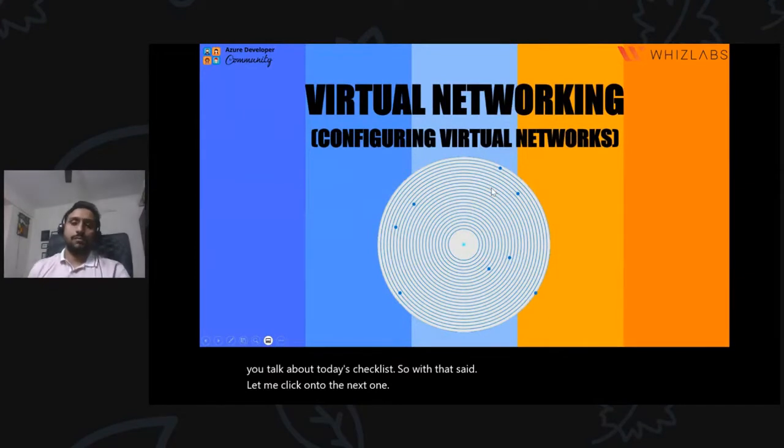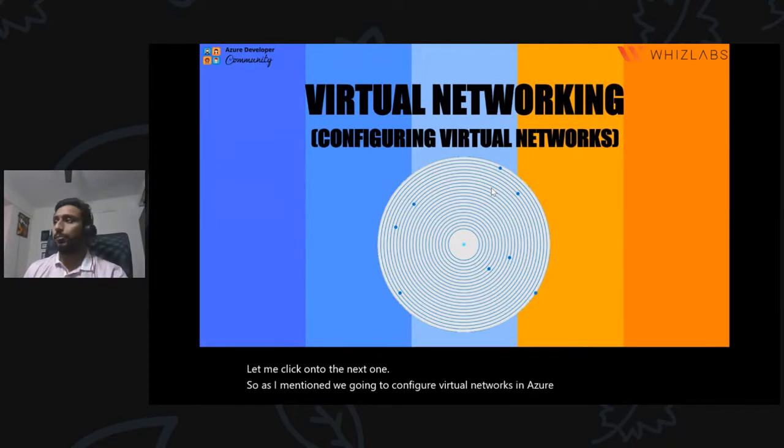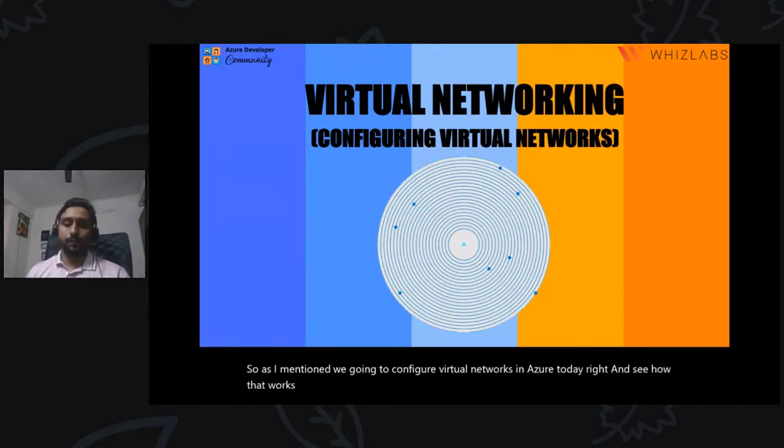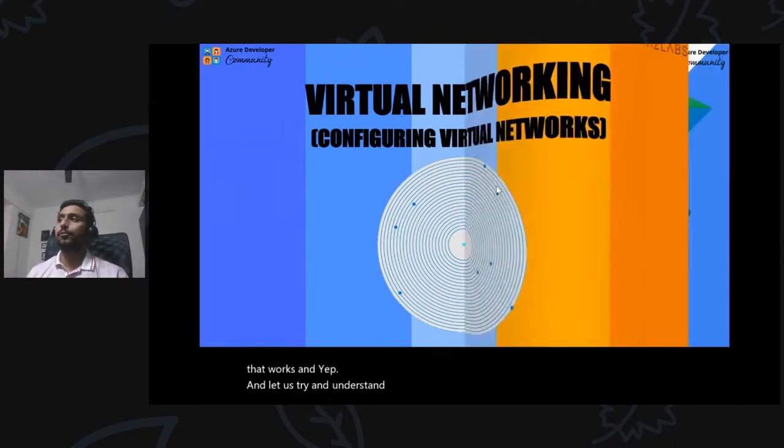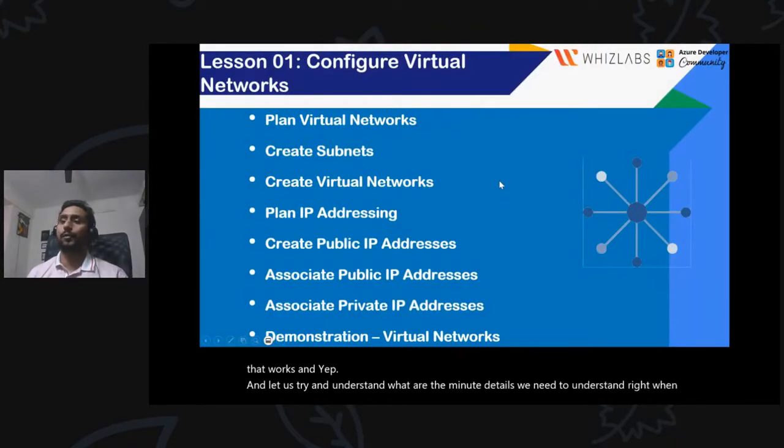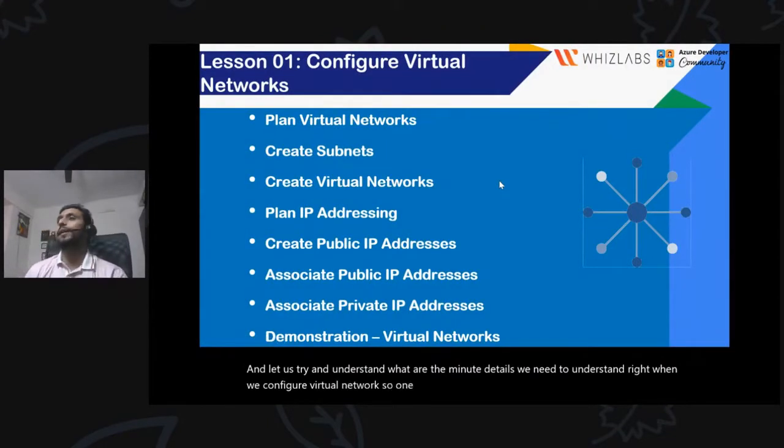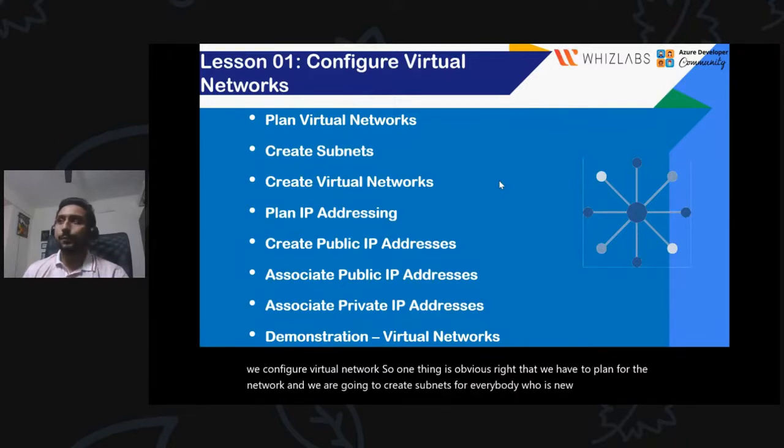As I mentioned, we're going to configure virtual networks in Azure today and see how that works. Let us try to understand the minute details we need to know when we configure a virtual network. One thing is obvious: we have to plan for the network, and we are going to create a subnet. For everybody who is new, a subnet is a segment of a virtual network which can act as an isolated option for managing the traffic and the network data transfer.